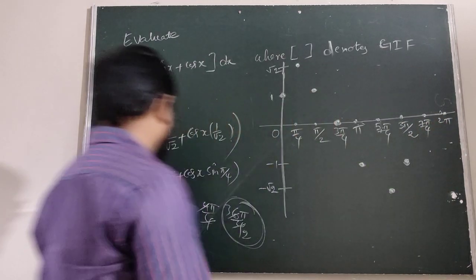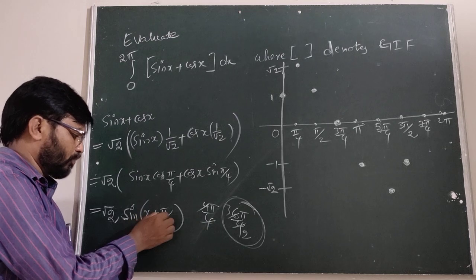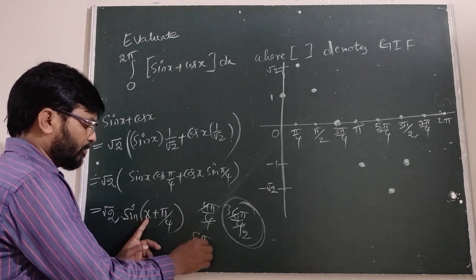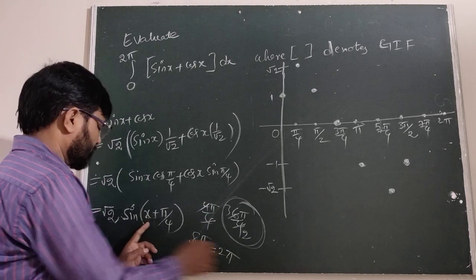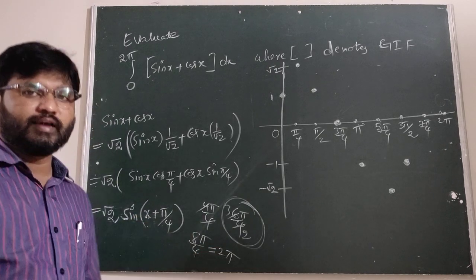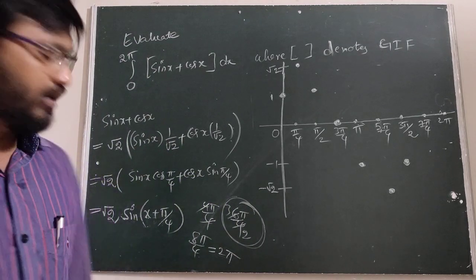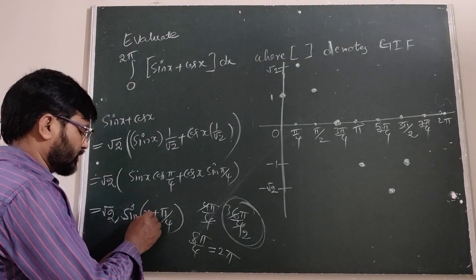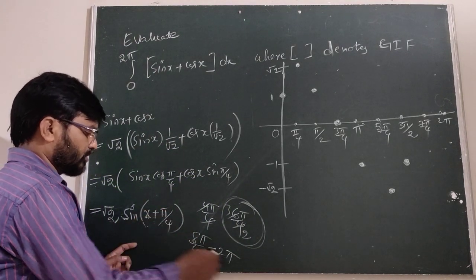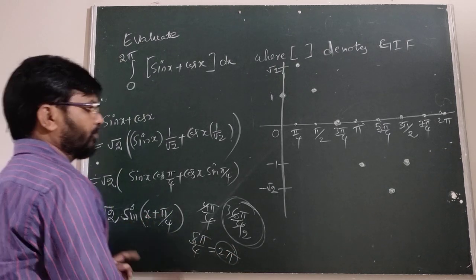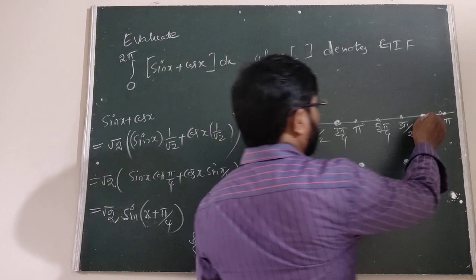Now we are taking the 7 pi by 4. 7 pi by 4 plus pi by 4. 7 pi plus pi is 8 pi. 8 pi by 4 is 2 pi. Sine of 2 pi: sine n pi value is 0. Sine pi, sine 0, pi, 2 pi, 3 pi, 4 pi, sine n pi is 0. Therefore, 8 pi by 4 is 2 pi, and sine 2 pi is 0. Undoubtedly it will be 0.